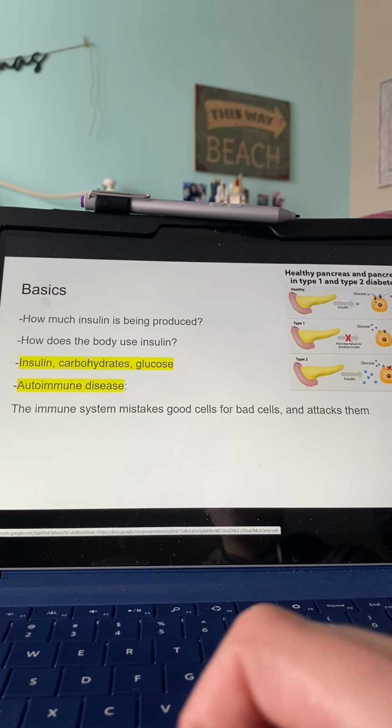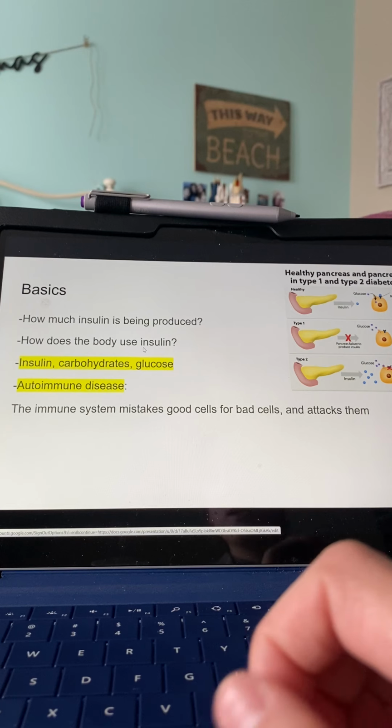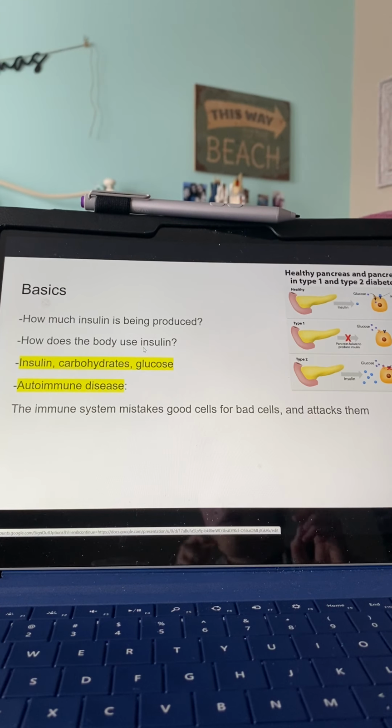So we also have this, and by the way, these highlighted terms here, these are some key vocab words, if you will. So our next one here is autoimmune disease, which is what we call diabetes. It's an autoimmune disease, which means that the immune system mistakes good cells for bad cells and attacks them. The body looks at these cells as being foreign cells and they attack them. They're actually good cells, but they attack them, and that's what causes our problem.